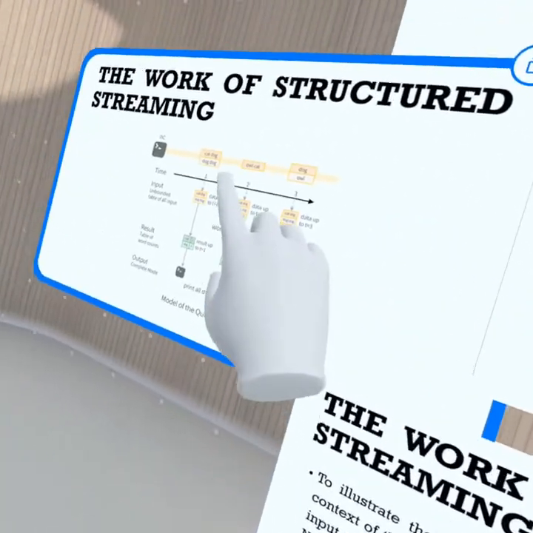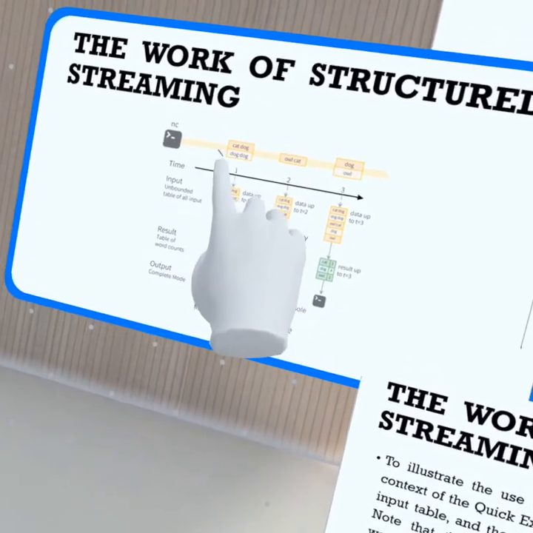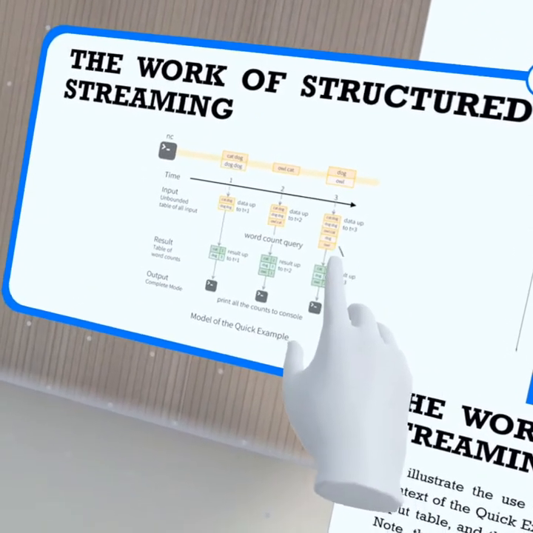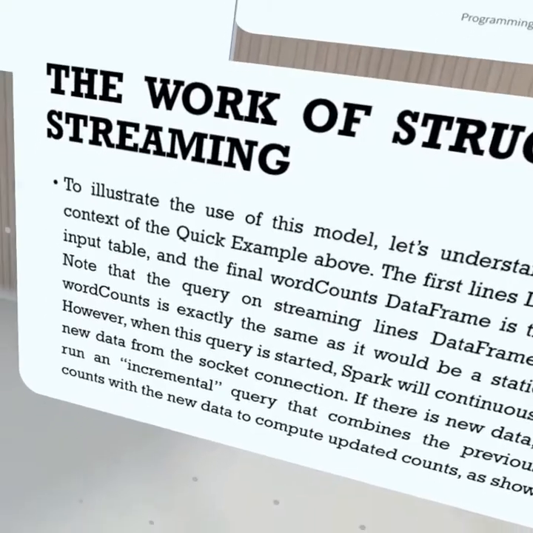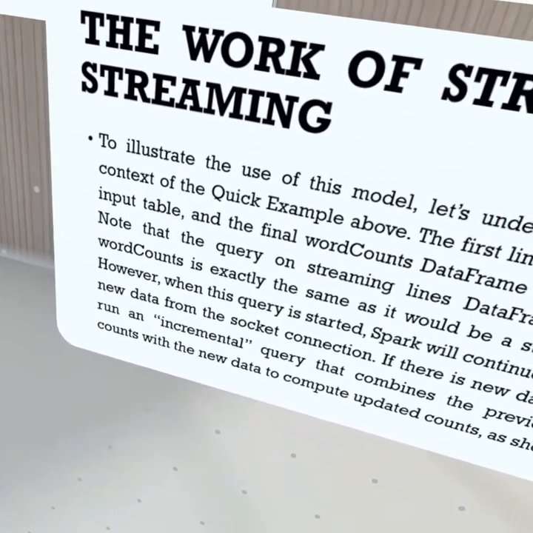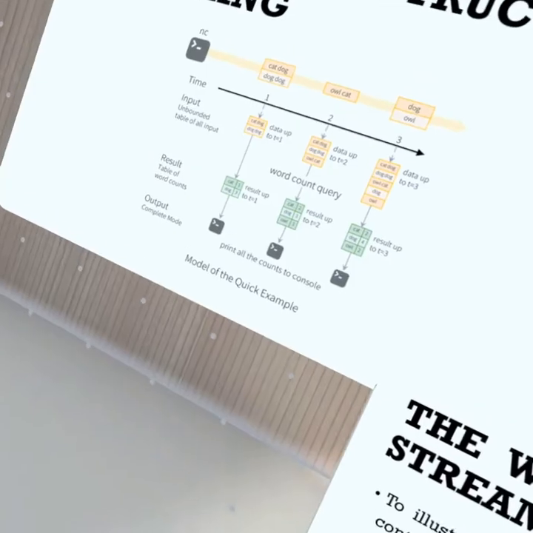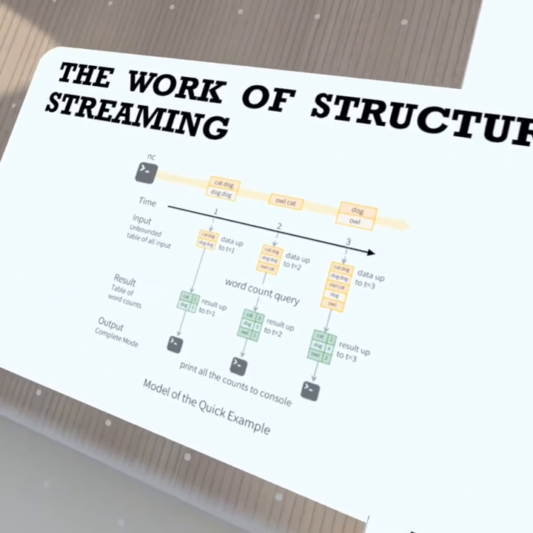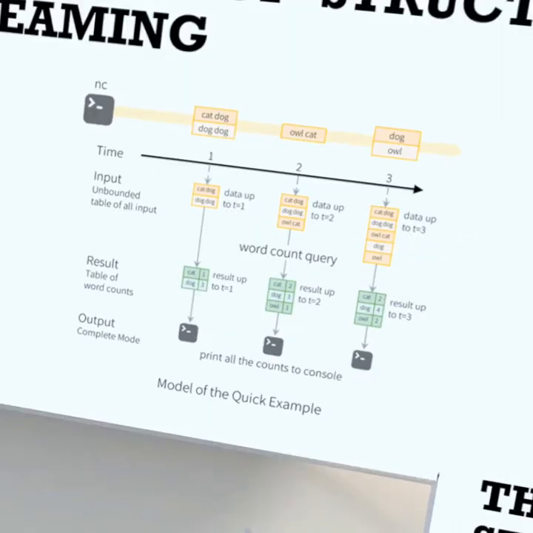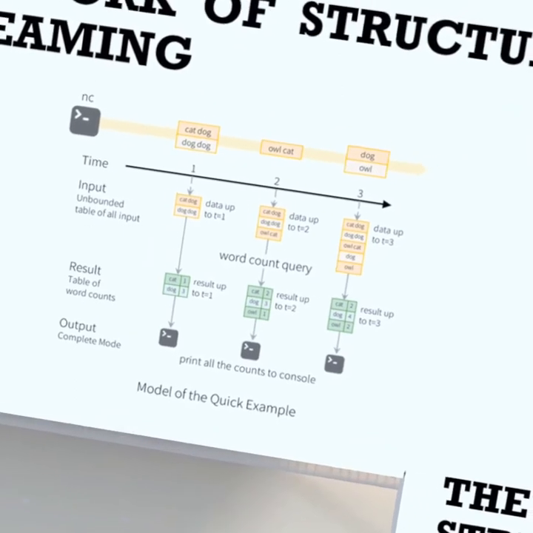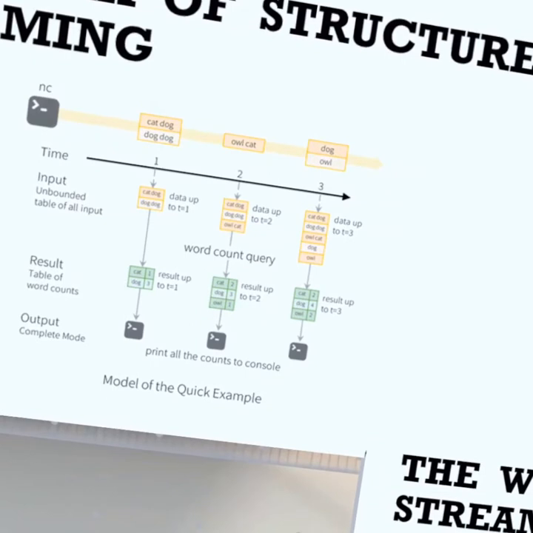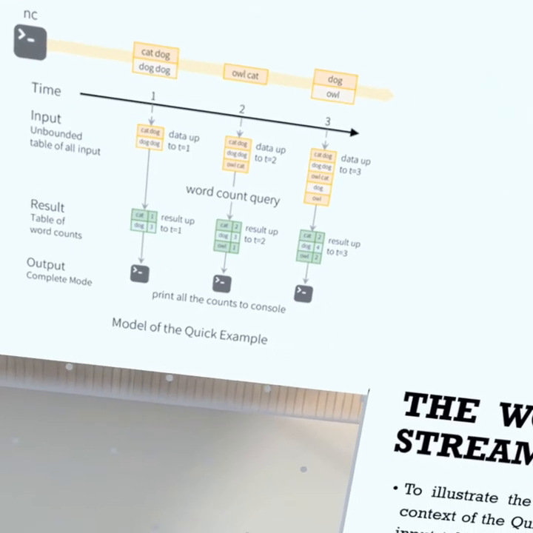To illustrate the use of this model, let's understand the model in context of the quick example above. The first lines data frame is the input table, and the final wordCounts data frame is the result table. Note that the query on the streaming lines data frame to generate wordCounts is exactly the same as it would be on a static data frame. However, when this query is started, Spark will continuously check for new data from the socket connection. If there is new data, Spark will run an incremental query that combines the previous running counts with the new data to compute updated counts, as shown below.